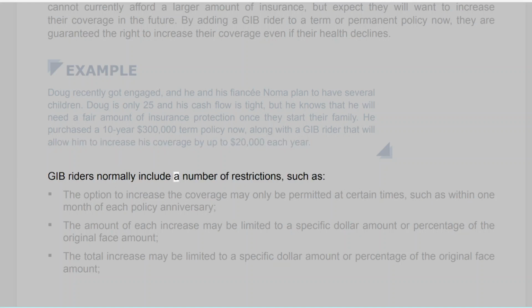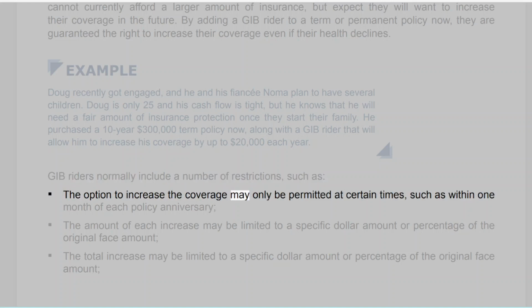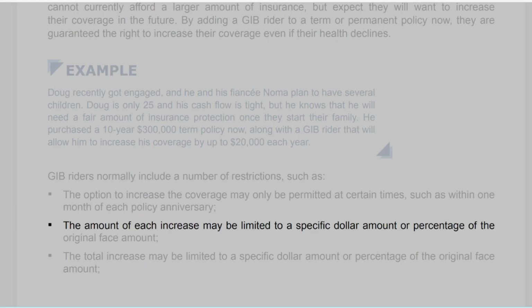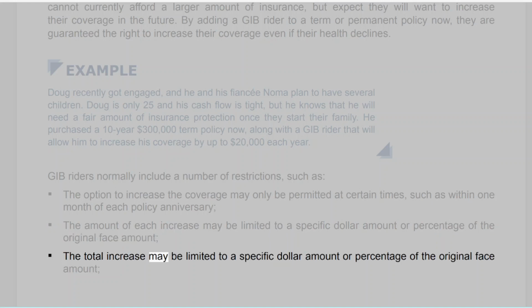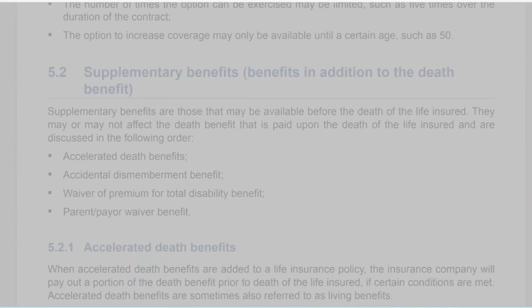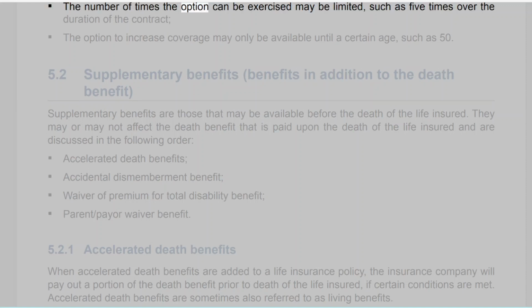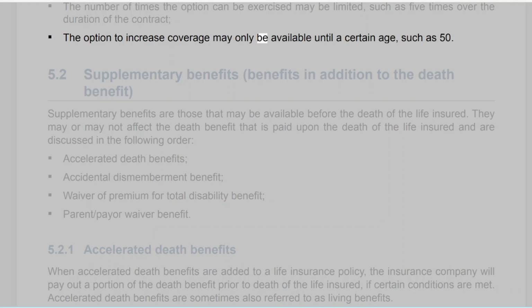GIB riders normally include a number of restrictions, such as: the option to increase the coverage may only be permitted at certain times, such as within 1 month of each policy anniversary; the amount of each increase may be limited to a specific dollar amount or percentage of the original face amount; the total increase may be limited to a specific dollar amount or percentage of the original face amount; the number of times the option can be exercised may be limited, such as 5 times over the duration of the contract; the option to increase coverage may only be available until a certain age, such as 50.